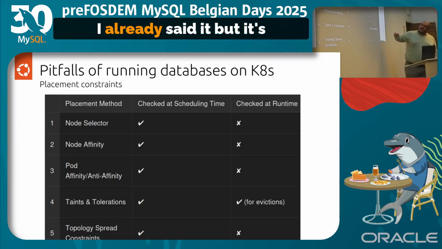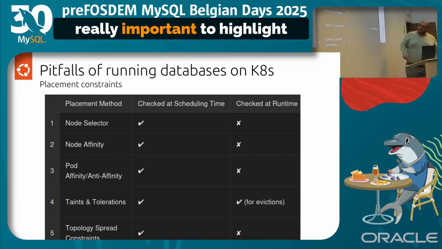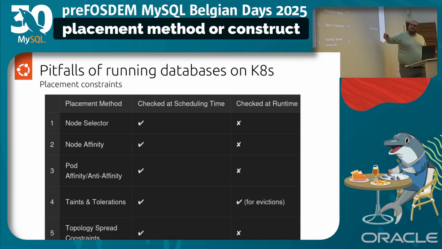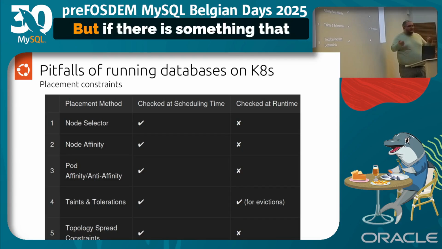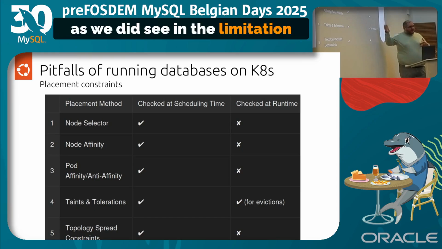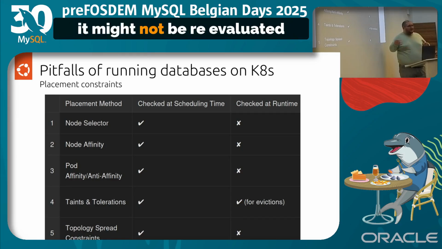Something I already said, but it's really important to highlight once again, is that the only placement method or construct that is checked at runtime is taints and tolerations. Everything else will only be done the first time you schedule, but if there is something that happens that impacts your environment, as we saw in the limitation section of spread topology constraint, it might not be reevaluated.